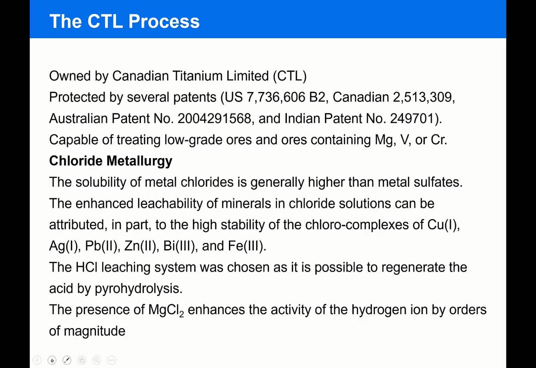That process is based on the higher solubility of metal chlorides than sulfates, which enhances the leachability of minerals into chloride solutions. Hydrochloric acid is used as the leaching system because it allows for regeneration of the acid by pyrohydrolysis. And also the efficiency of the leaching is improved by the presence of magnesium dichloride, which enhances the activity of the hydrogen ion in the acidic medium by orders of magnitude.